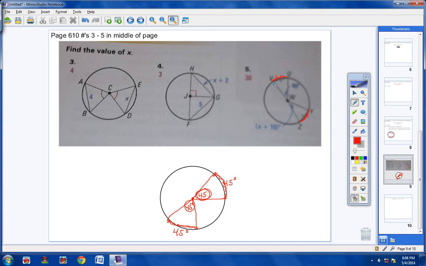Okay, so that's what they're doing here. They're saying, look, if this arc here is congruent to this arc here, which it is, then that means this angle here, which is 40 degrees, has to be congruent to this angle here, which is x plus 10. So what we have is x plus 10 equals 40. Bring your 10 over and make it negative, and x equals 30.